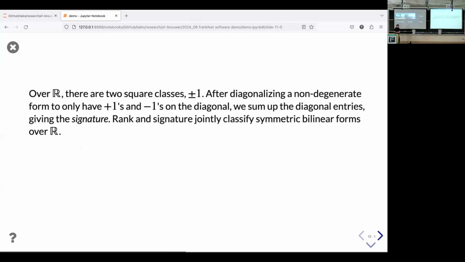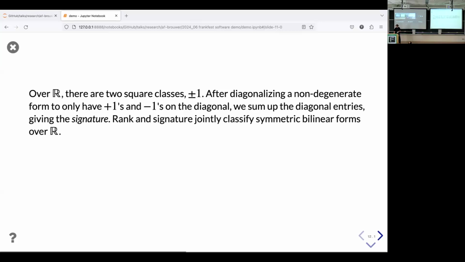Yeah. OK. Over the reals, I can run the same game. I'm going to take some form. I'm going to diagonalize it. And then I'm going to get these diagonal entries that are either going to be positive or negative. And these are 2 different square classes. So I can arrange to have just 1s and minus 1s along my diagonal. That's something I'm capable of doing. And then what I could do is I could take the trace of that matrix. I'm just going to sum up the diagonal entries after they're 1 and minus 1. And this is something that's called the signature of your form. And rank and signature together jointly classify symmetric bilinear forms over R.